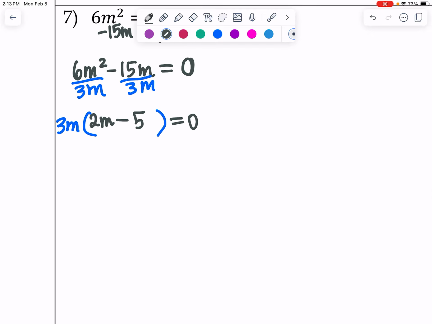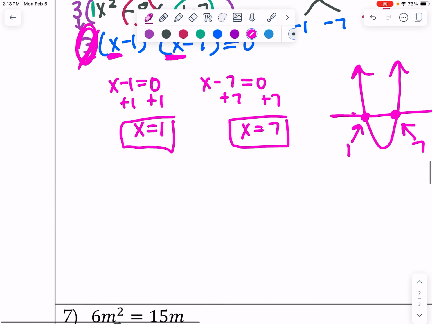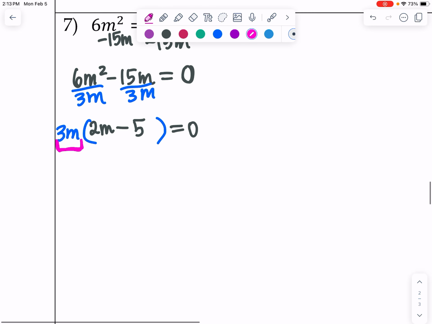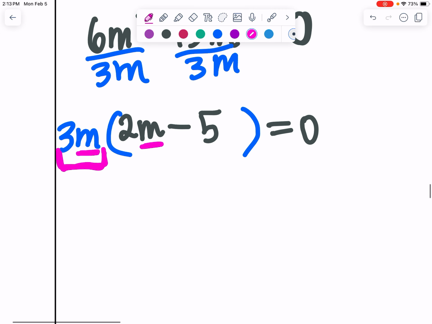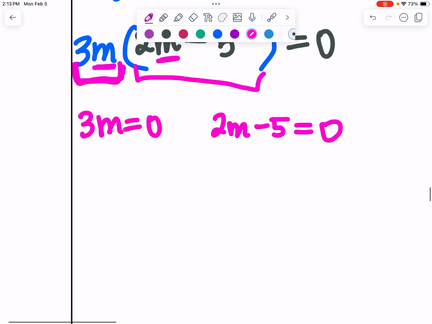Okay, and so now be very careful with this. This time our GCF does have a letter. In the GCF example above, that 3 did not have a letter, so we could cross it off. Do not cross it off here because where there's a letter, there's a solution. Okay, and so I need to set the 3m equal to 0, just like any other factor, and the 2m minus 5 equal to 0.